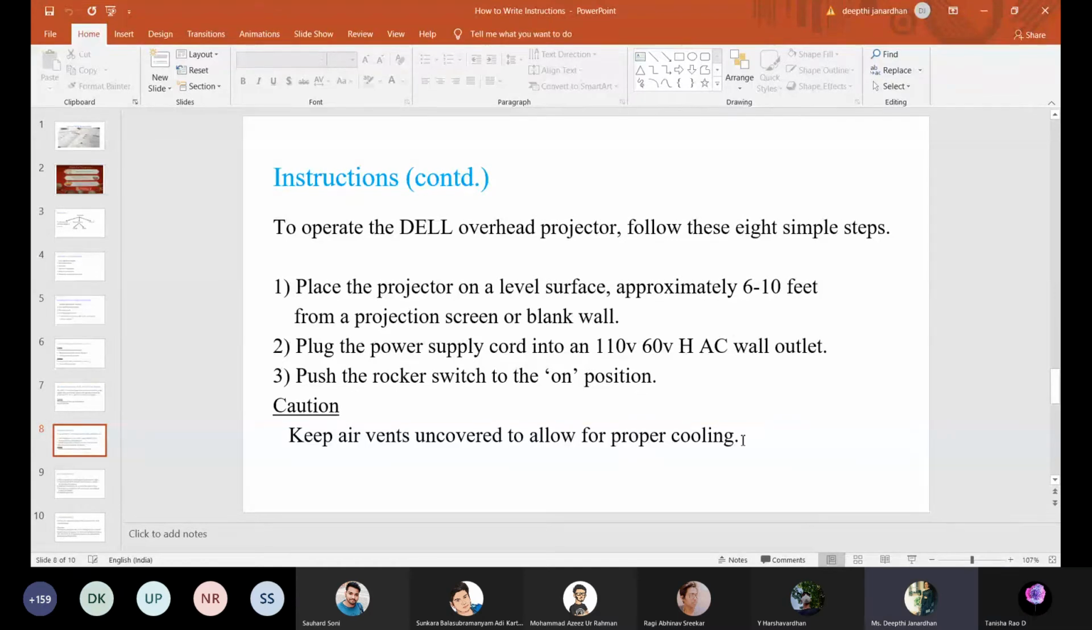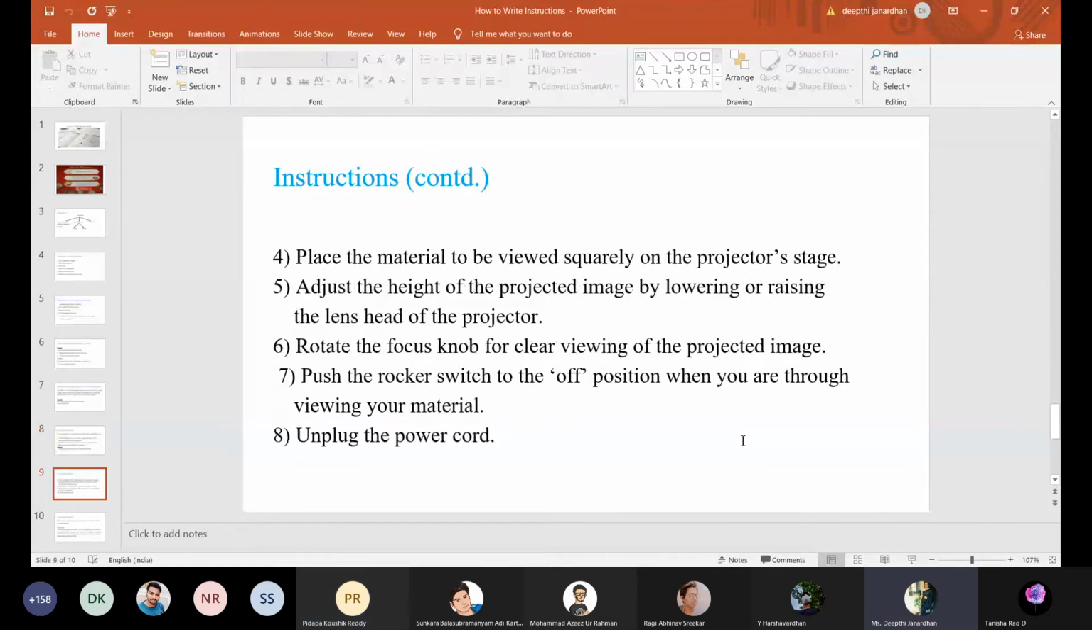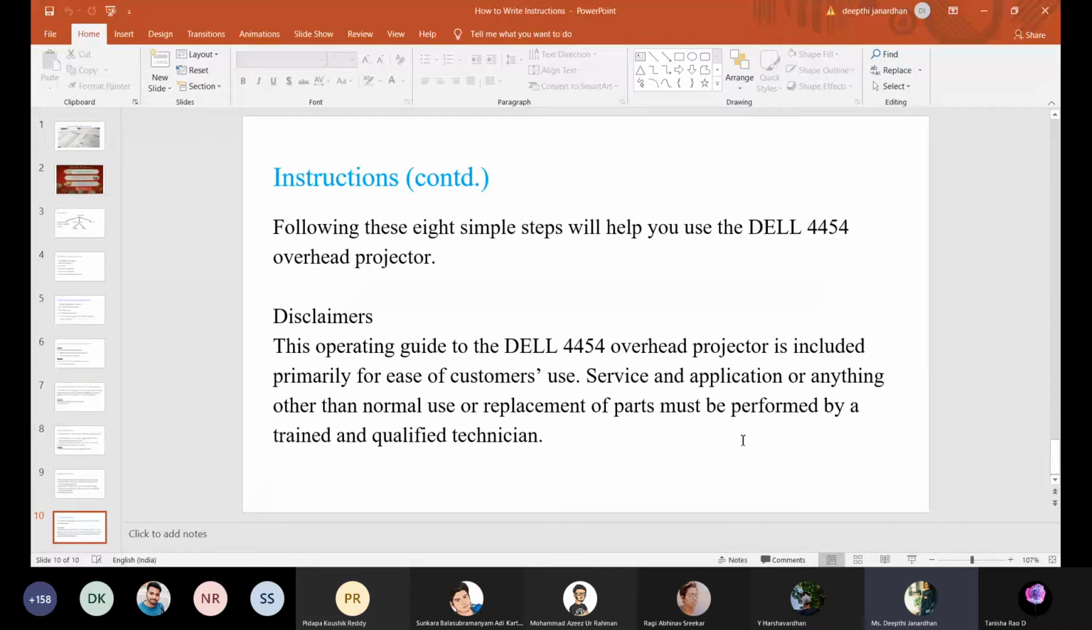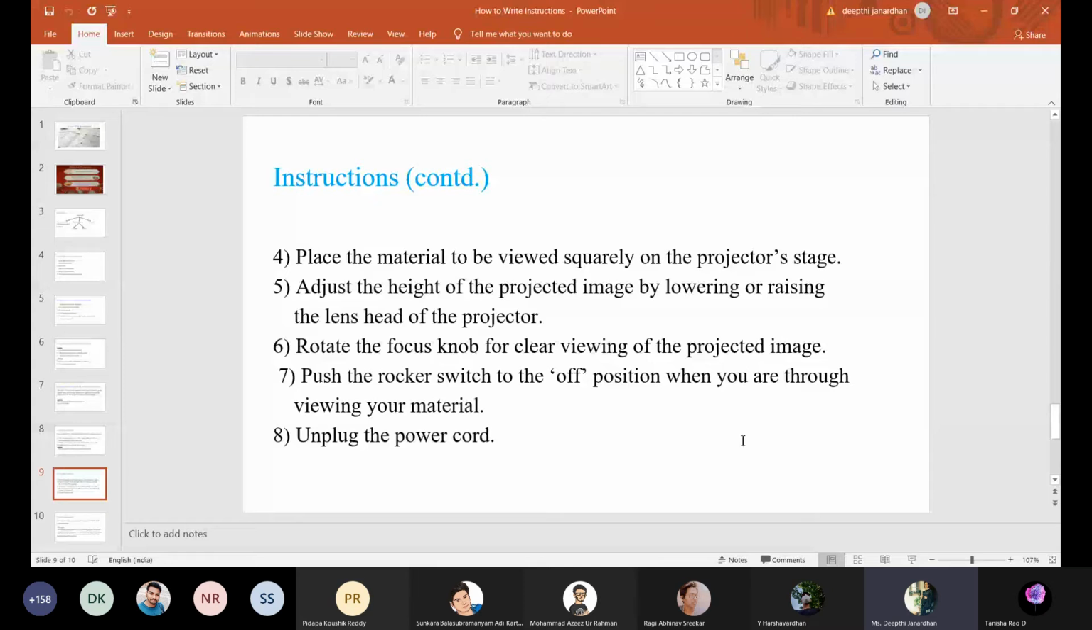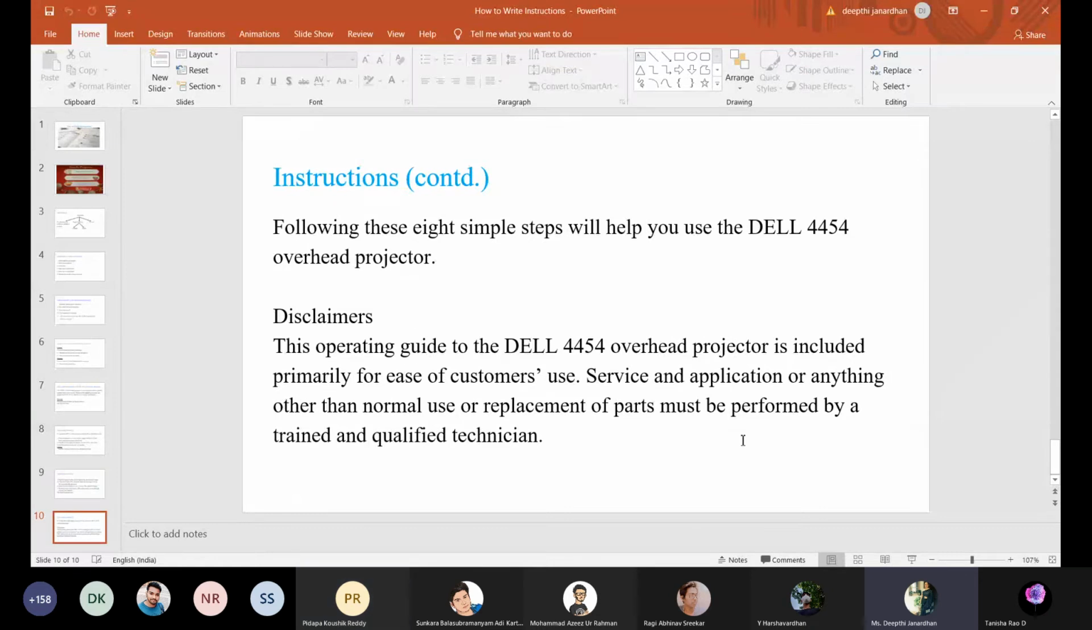Ma'am, what is a disclaimer, ma'am? Like, what exactly do we have to write over there? See, disclaimers usually come for these devices, my dear. But if I have to ask you to write about how to prepare biryani, what disclaimer can you write there? Disclaimers usually you write with devices, not with all instructions.